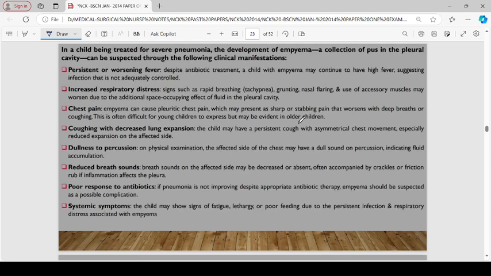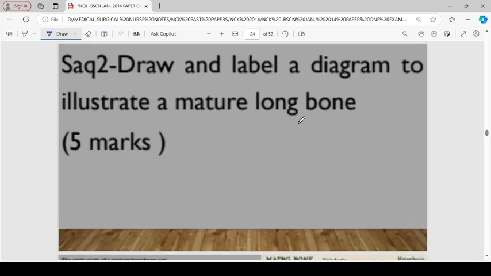So in a child being treated for severe pneumonia, the development of empyema, we are saying this is a collection of pus in the pleural cavity. It can be suspected through the following manifestations: persistent or worsening fever, increased respiratory distress, chest pain, coughing with decreased lung expansion, dullness to percussion, reduced breath sounds, poor response to antibiotics, and the patient presenting with systemic symptoms.